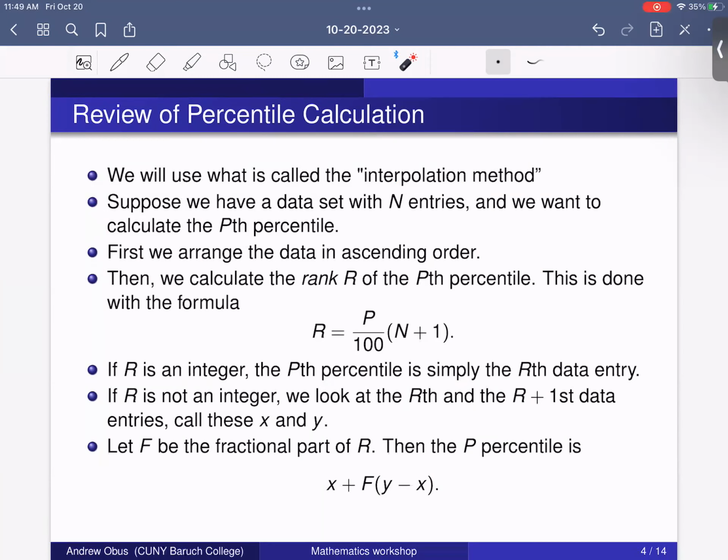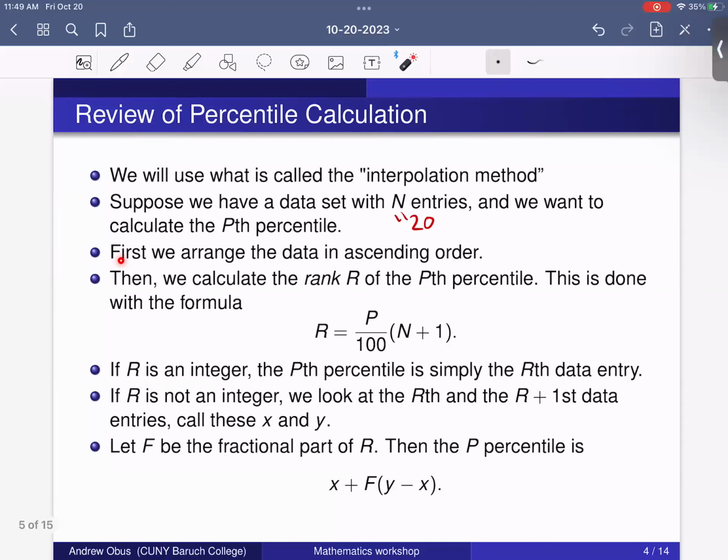The review of how we calculate the percentiles: if we have a data set with n entries, in this case n equals 20, and we want to calculate the pth percentile, here p is either 60 or 70, depending on the question. First, we arrange the data in ascending order, from smallest to largest.